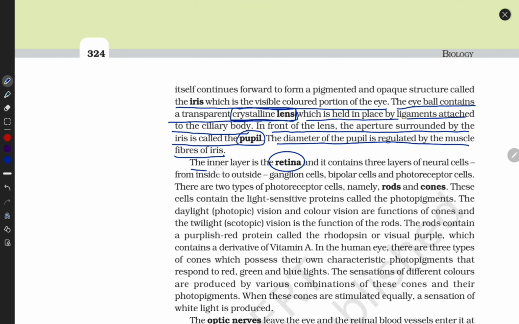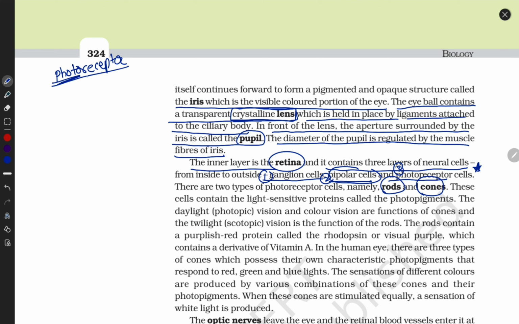Clear, guys? The inner layer is the retina. It contains three layers. Inside, ganglion cells. Middle, bipolar cells. We already discussed the bipolar: one dendrite, one axon. And the other is the photoreceptor. Photoreceptors are very important. The photoreceptors are rods and cones. Look here, two types of photoreceptor are there.